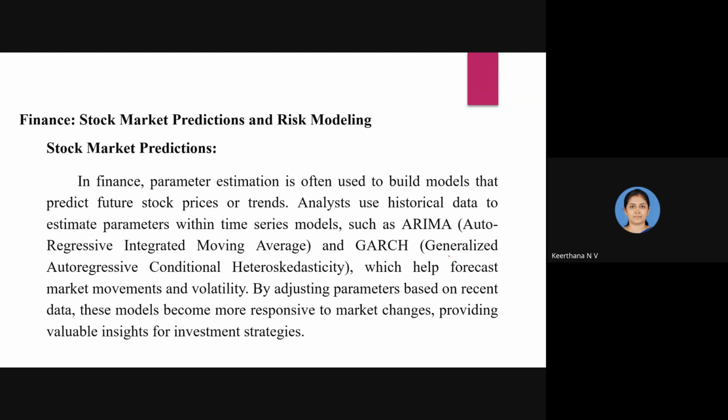The models they are using frequently are the ARIMA and GARCH models. ARIMA is the auto-regressive integrated moving average model. GARCH is the generalized auto-regressive conditional heteroscedasticity model. They have been using these two models, and they help to forecast market movements and volatility.